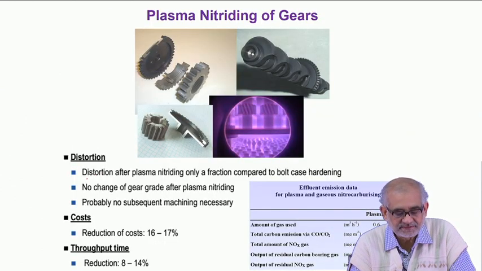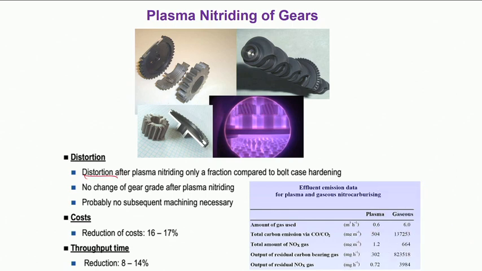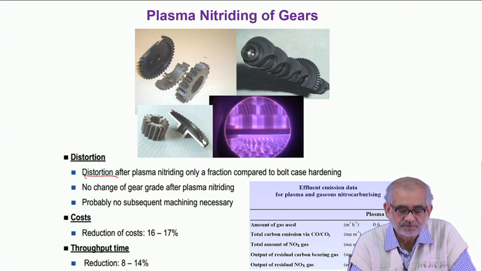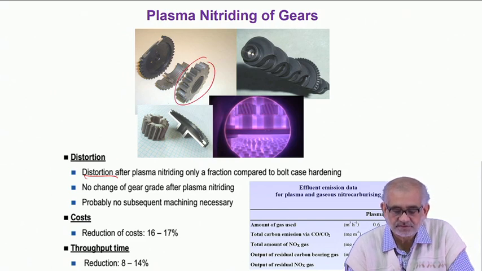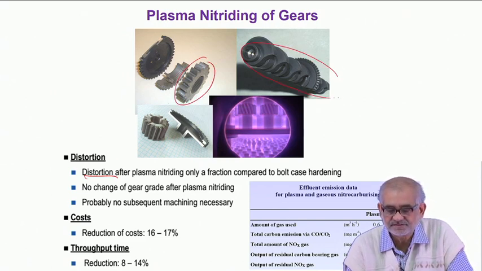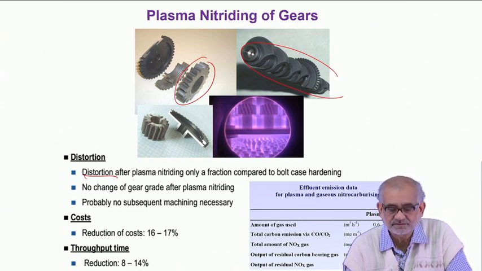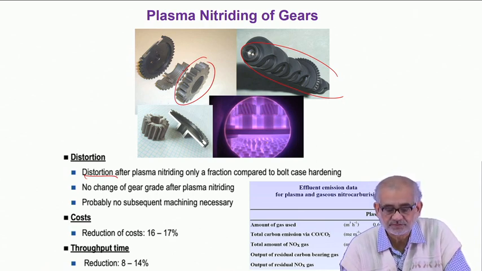I already mentioned that distortion is minimum because there is no direct quenching, there is no drastic change in temperature, even temperature exposure is lower. So all these possible components like gears or shafts or cams or let's say valve seats or nuts and bolts and so on, whatever is plasma nitrided, they are prone to less amount of distortion or warping.